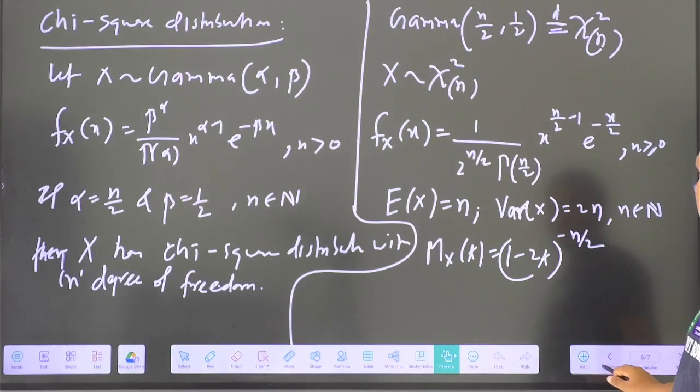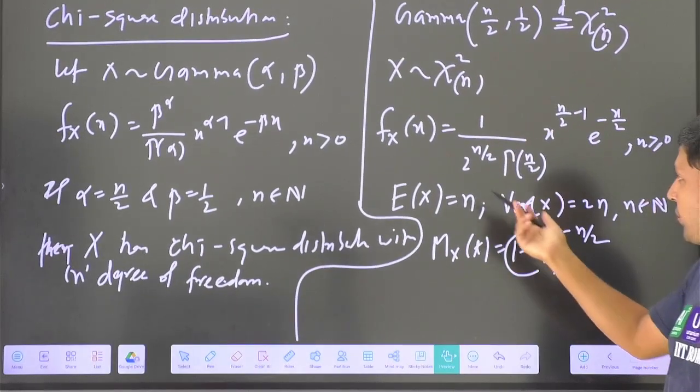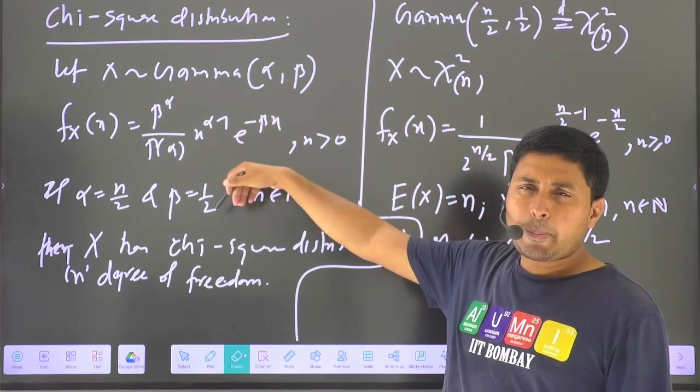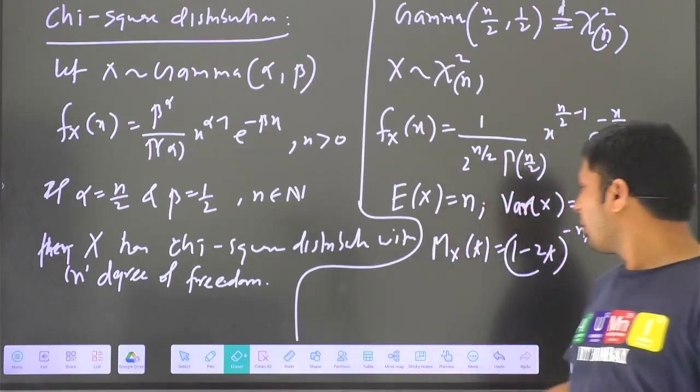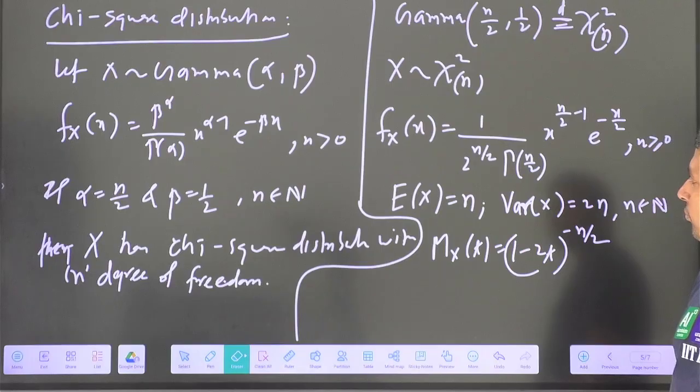The MGF of chi-square was this: 1 minus 2t raised to power minus n by 2. What is the MGF of gamma? In gamma, I think it is 1 minus t by beta raised to power minus alpha. So 1 minus t by beta raised to power minus alpha. This is the MGF.